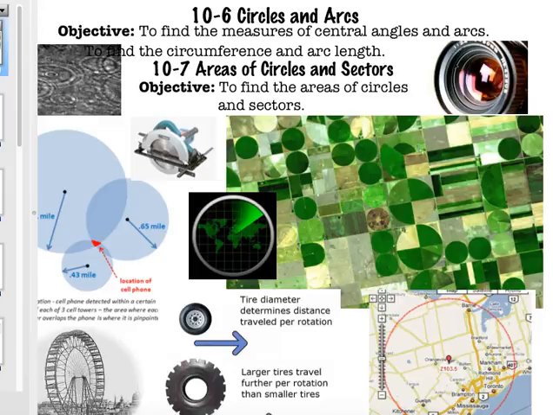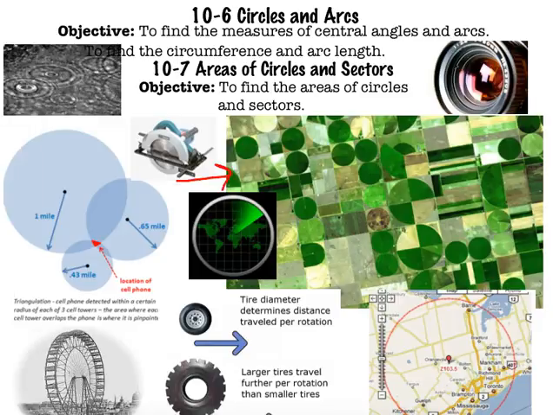In certain parts of the country, fields are circular, so they'll find the area of those fields. Here we have a radar from maybe an airplane, and over here we have a map. In a lot of criminal cases, they use circles to find where a crime happened or where the criminal could be within the radius of the circle. So those are just some applications of when you could see this in real life.